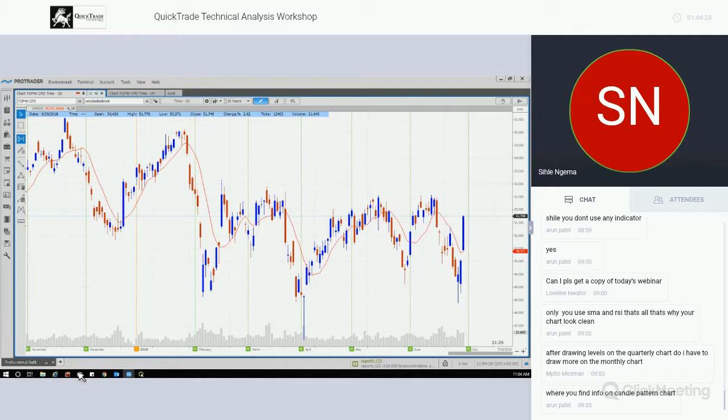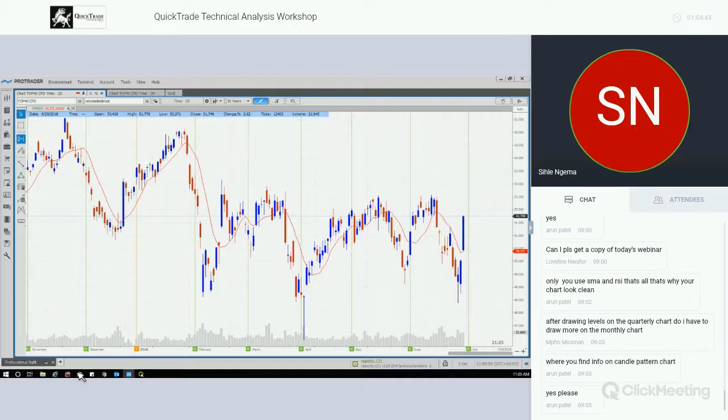Info on candle patterns. Okay, I'll try and get you information there on candle patterns, Arun, because you get bearish reversals, you get engulfing, you get dojis and all of that. I'll try and get you that information. Please make sure that you remind me so that I can forward you that information. Yeah, we'll do that.